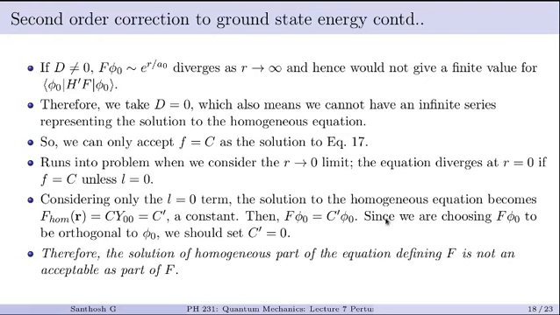But we have already stated that we will be choosing an f which is orthogonal to phi 0. Therefore we cannot choose f to be C dash phi 0 with a non-zero value for C dash, and we should set C dash equal to 0. So finally, we have seen that the solution to the homogeneous part cannot be an acceptable solution of f.